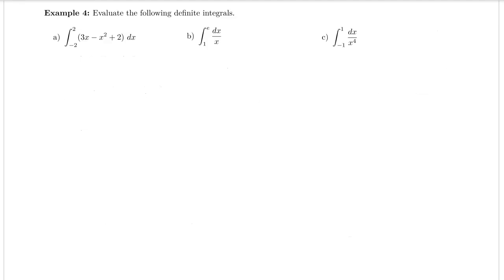Example 4 says evaluate the following definite integrals, and oh look, this might look familiar because we evaluated this definite integral in a previous section, and we had to use the definition of the definite integral, which is a long and difficult process. And so let's see if we can't make this a little bit easier on ourselves. So this is for part A. We have the definite integral from negative 2 to positive 2 of the function 3x minus x squared plus 2 dx.